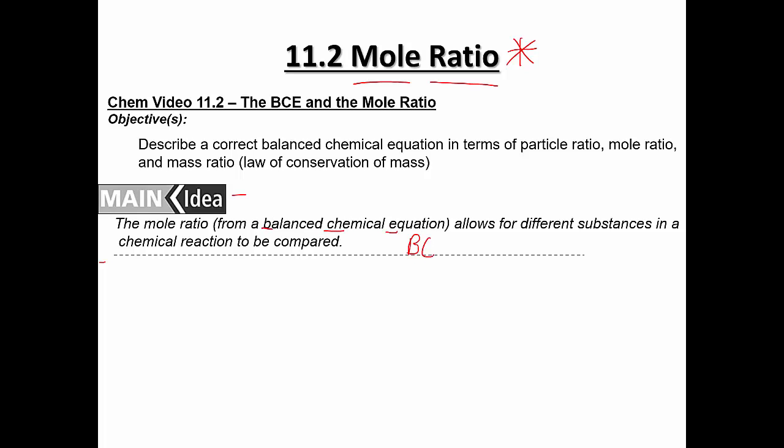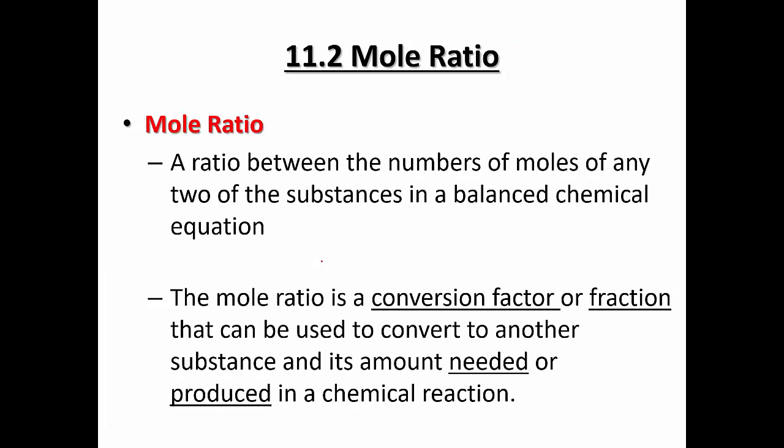Remember, our BCE is going to be that important part going forward. It allows different substances in a chemical reaction to be compared. So we can compare one thing to another thing, whether it's a reactant to another reactant or a reactant to a product, whatever it might be during that reaction. A mole ratio is a ratio between the number of moles of any two substances in that balanced chemical equation. So remember, we need a balanced chemical equation in order for this mole ratio to work out.